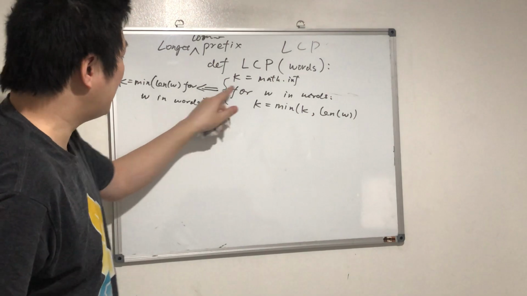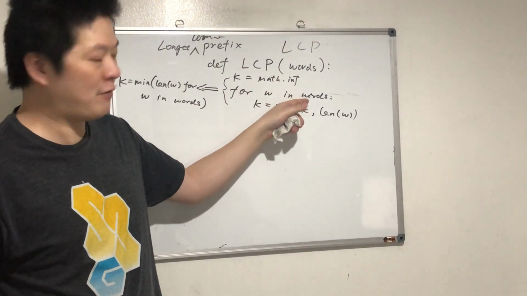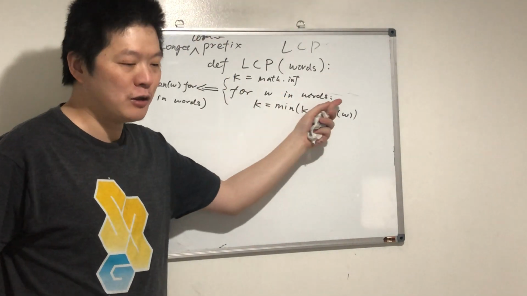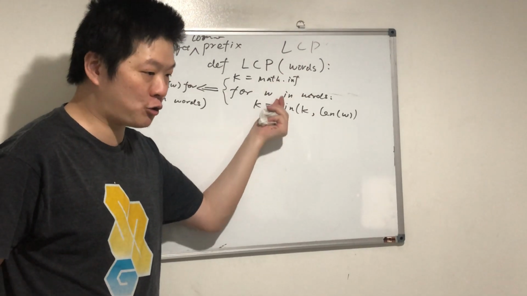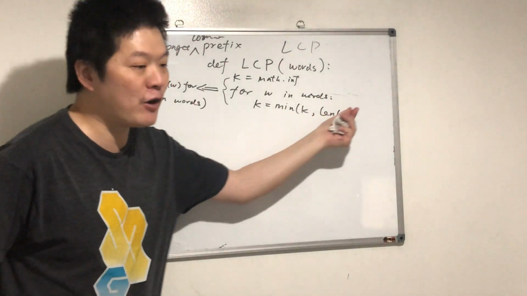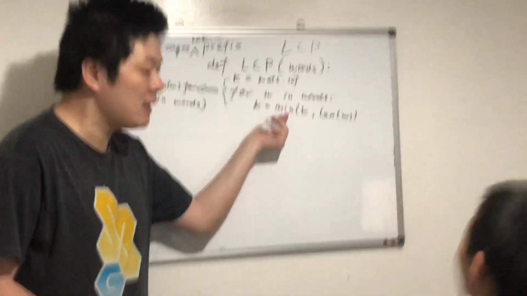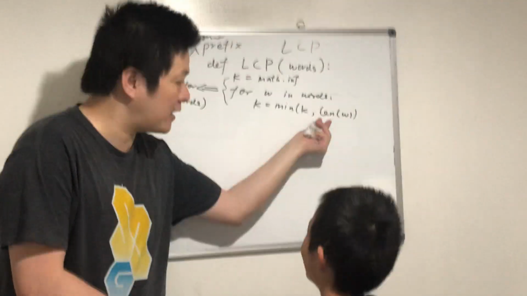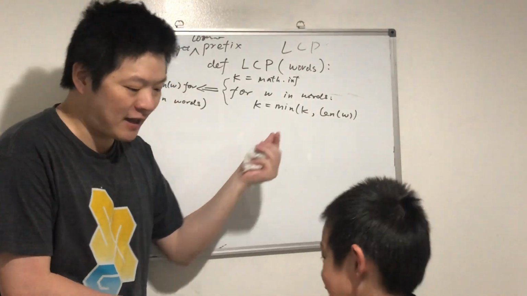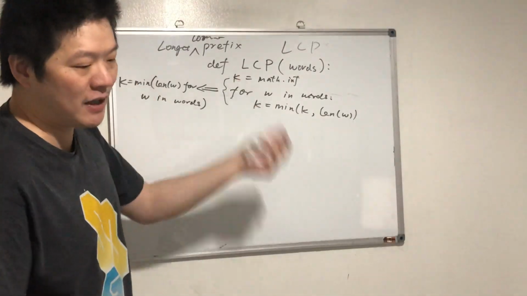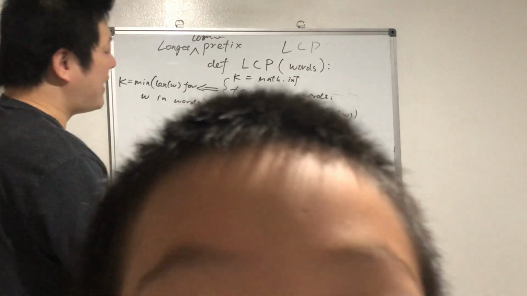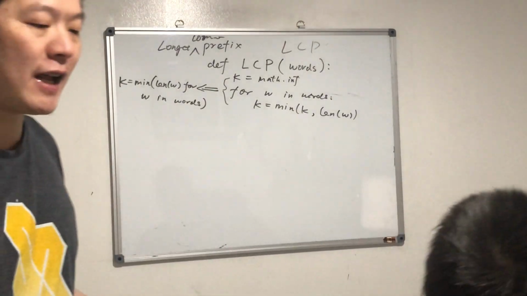I don't have space here. So k equals infinity, a very, very big number, and I iterate over all the strings in words. For each string, I get the length of the word and update k. After that, k will be equal to 3. Got it? And then what should we do next?